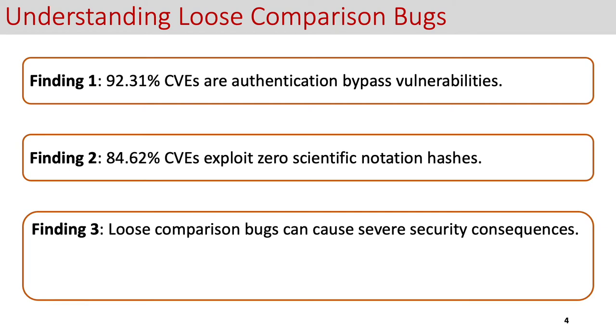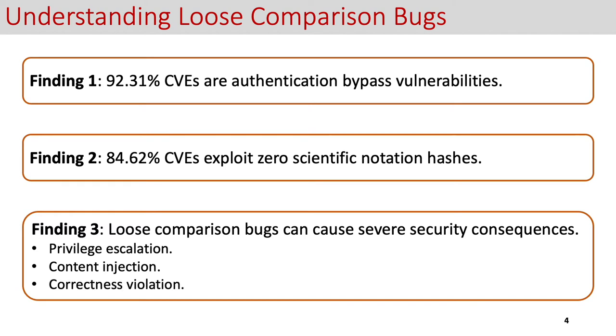We classify them into the following three categories. First, privilege escalation, where underprivileged users can obtain higher privilege, like the authentication bypass bugs in the previous slides. Second, by passing certain loose comparison checks, attackers can inject malicious content into the target web application or the database. And third, the loose comparison bug can lead to the execution of unexpected program paths. Therefore, the correctness of the program logic can be violated.